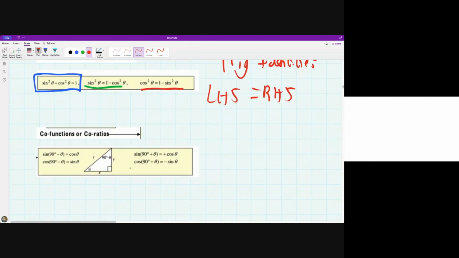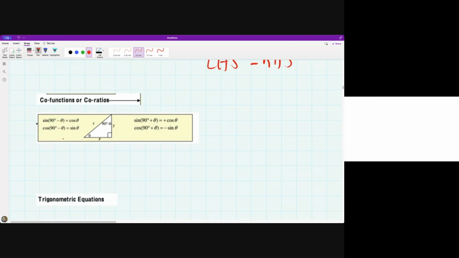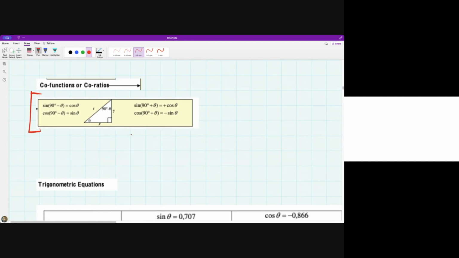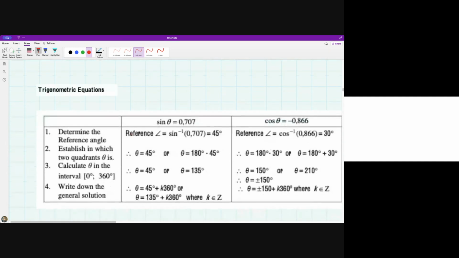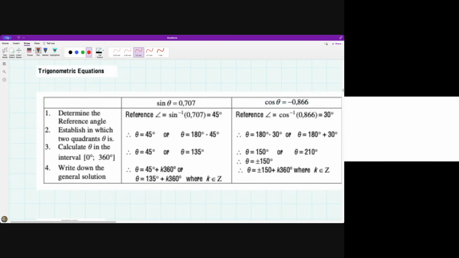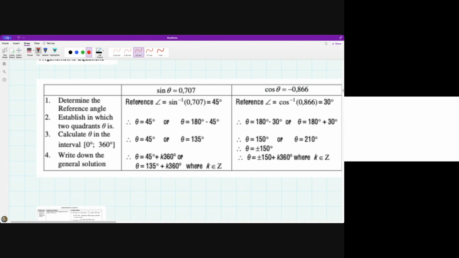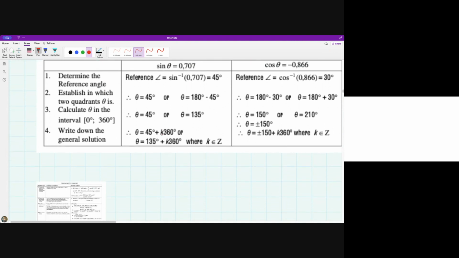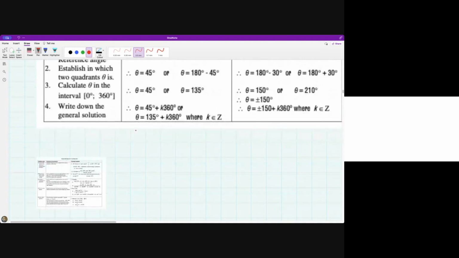Okay, and then this is an example of using co-ratios. So again, if you struggle with this, I would even pause the video if you're watching the recording, or come back to it later and just check that you understand how this is happening. And then this is the process that I was telling you about earlier on, and I showed you, for finding the solution to trig equations. Okay.